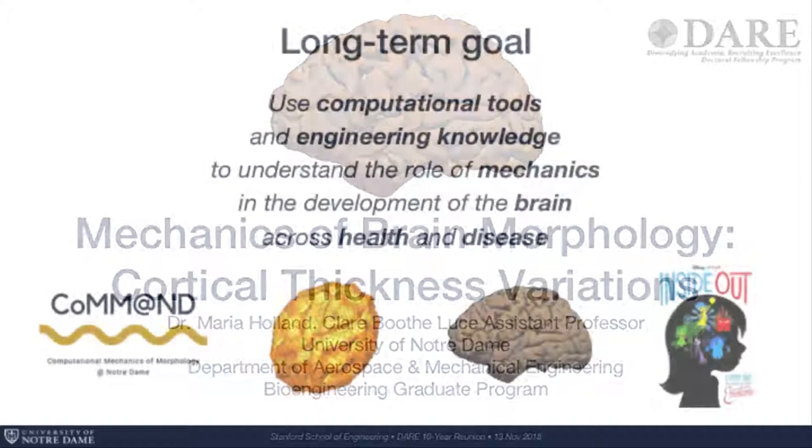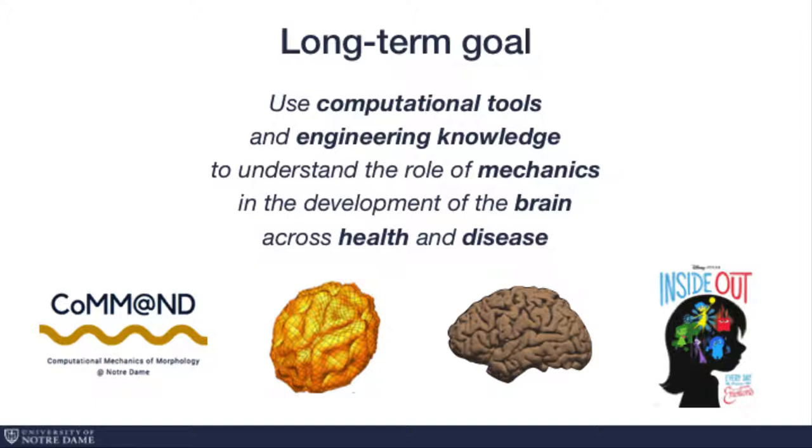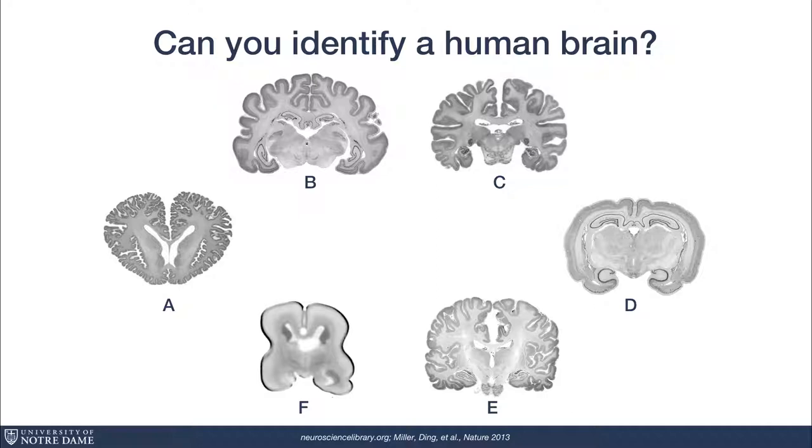And our long-term goal is to use computational tools and engineering knowledge to understand the role of mechanics in the development of the brain, so a different organ system than we just heard about, across both health and different neurological disorders and diseases. So the brain is a little bit of a different topic than some engineers are used to working with. So I have a short quiz for you to get your juices flowing.